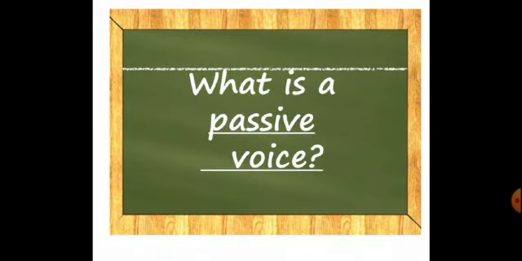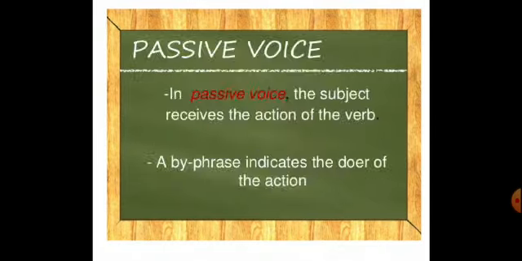Okay, what's the passive voice? In passive, the subject receives the action of the verb. A by phrase indicates the doer of the action. It means that the object now is more important to focus on than the subject.